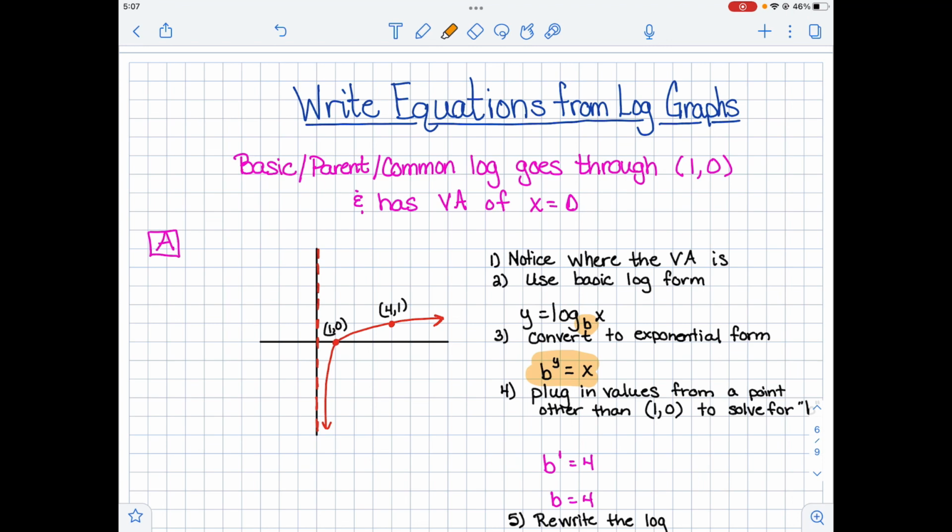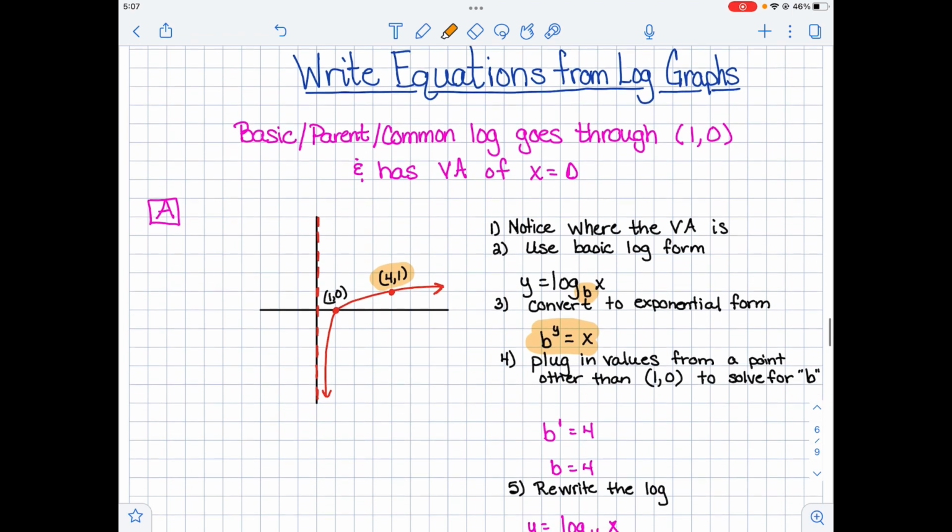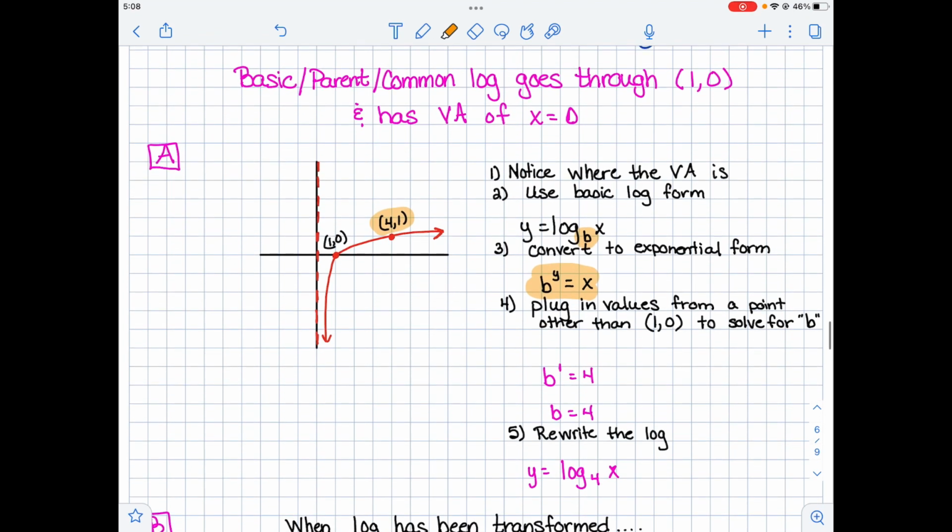And I'm going to plug in another value that's not the (1, 0), not the x-intercept, and use that to help me solve for b. So I plug in the 1 for the y and the 4 for the x, and then I solve for b. Well, b to the 1 equals 4 is pretty self-explanatory that b is 4, and then I'm going to rewrite the log. So I found that my log is base 4 of x.